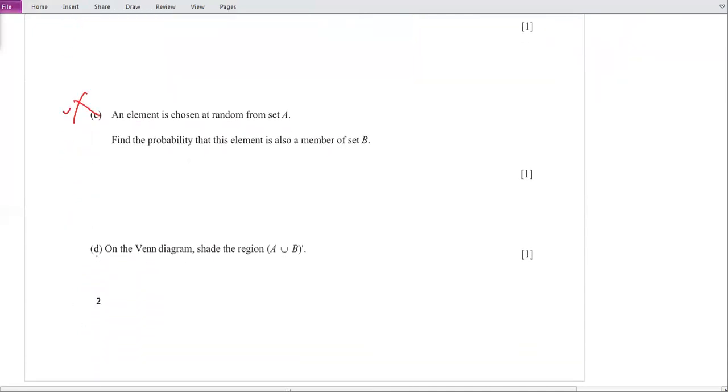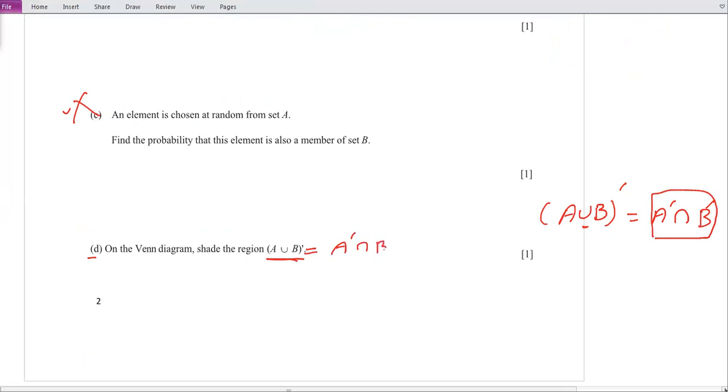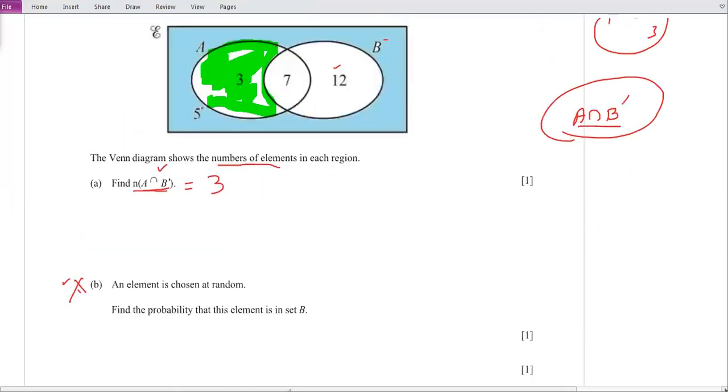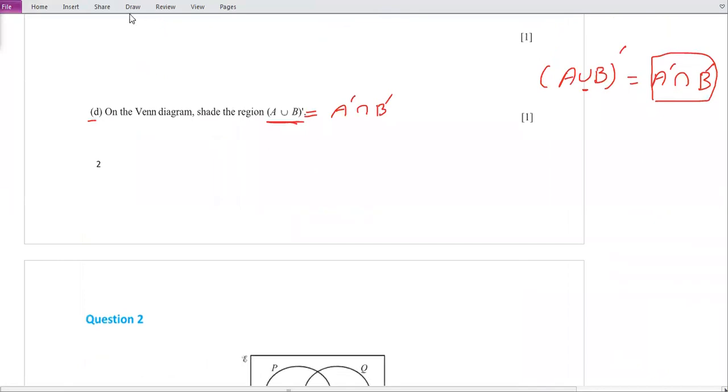Part D is saying: on the Venn diagram, shade the region A union B whole complement. I told you that if we have A union B whole complement, I will change it into A complement, then B complement, and this union will change to intersection. So actually I will shade A complement intersection B complement. Let's shade this one. I will make a separate diagram here. It's better if I make a separate one here. Let's see.